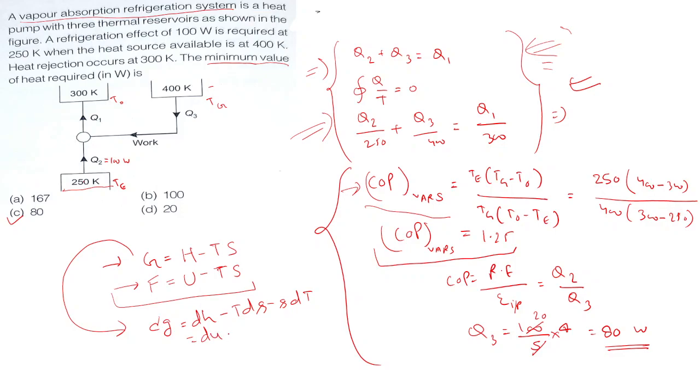du plus pdv, plus vdp, minus tds minus sdt, right? Right or not? Yes, sir. Du plus pdv will become dq, and dq will become tds. So this tds and this tds will cancel out, right? Okay. So dg will become what?